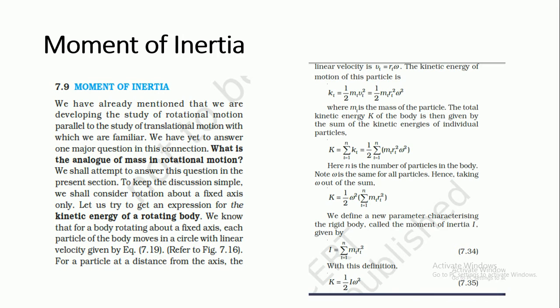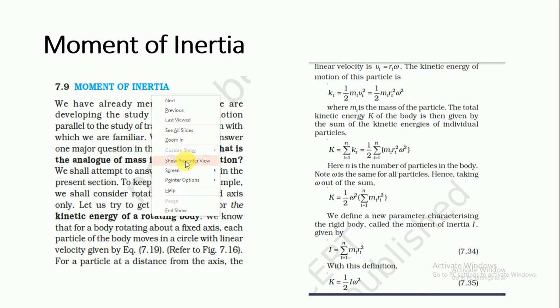Like the physical quantity which we are using in translational motion, which is mass. So what are we going to use in place of mass in rotational motion? We shall attempt to answer this question in this present section. To keep the discussion simple, let us consider rotation about a fixed axis only. Let us try to get an expression for the kinetic energy of a rotating body.